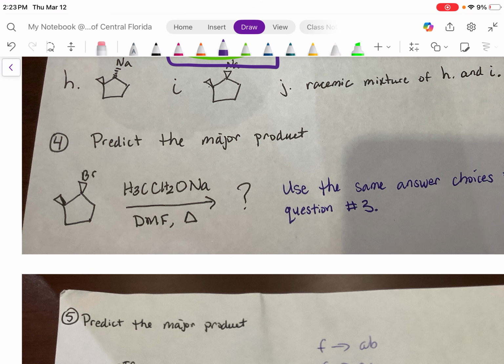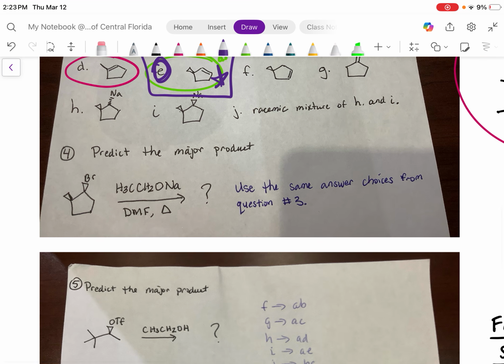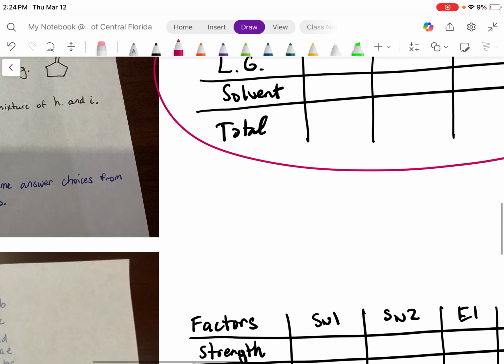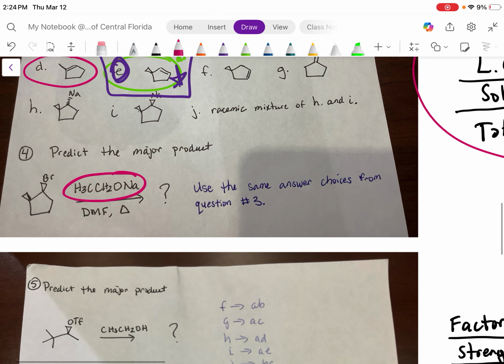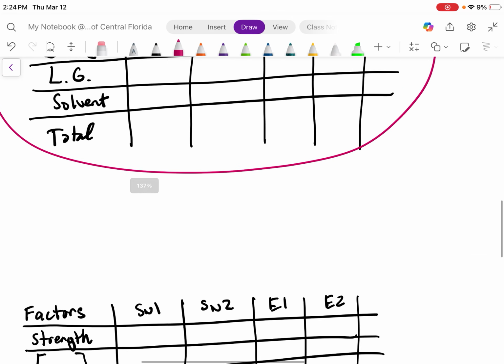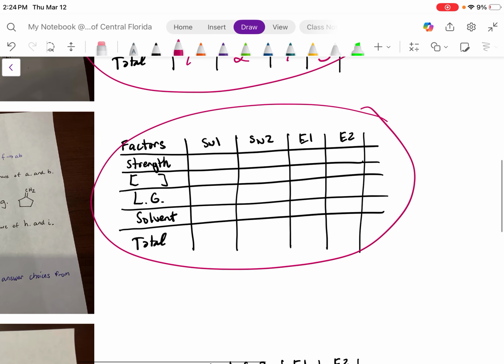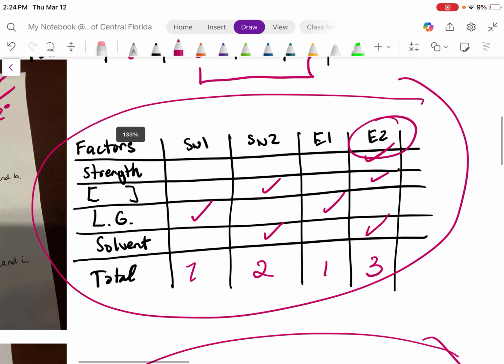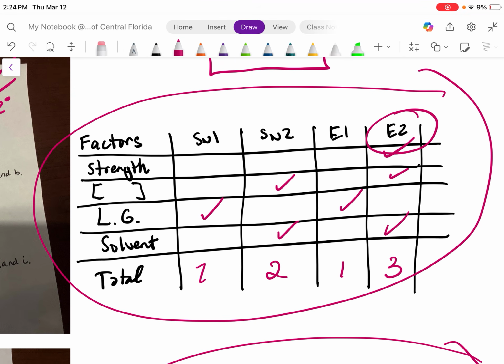Okay. So it looks like now in this particular problem, same starting material as in question 3, but what has changed? The only thing that has changed is the attacking species. Is that attacking species a strong attacking species? Yes, it is. That can behave as a nucleophile and a base. So for problem 4, it's going to look exactly like this one, except we are going to have this check mark right there.